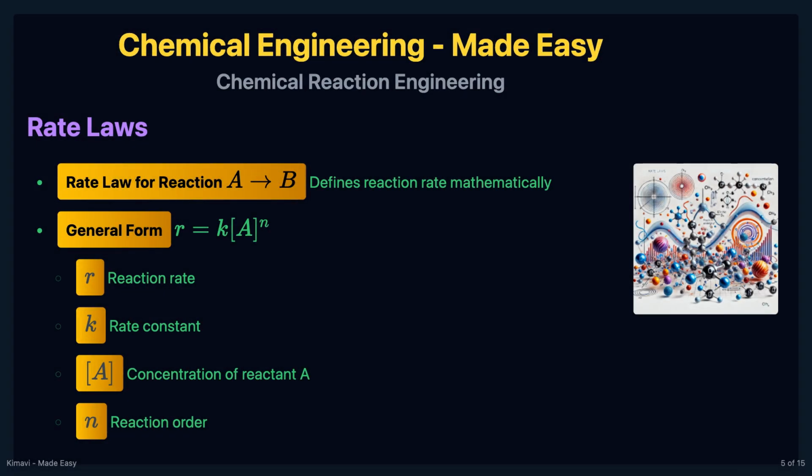A rate law expresses the rate of a reaction as a function of the concentration of reactants. For a reaction where A converts to B, the rate law might be r equals k times the concentration of A raised to the power of n. Here, r is the reaction rate, k is the rate constant, the concentration of A is denoted as [A], and n is the order of the reaction with respect to A.